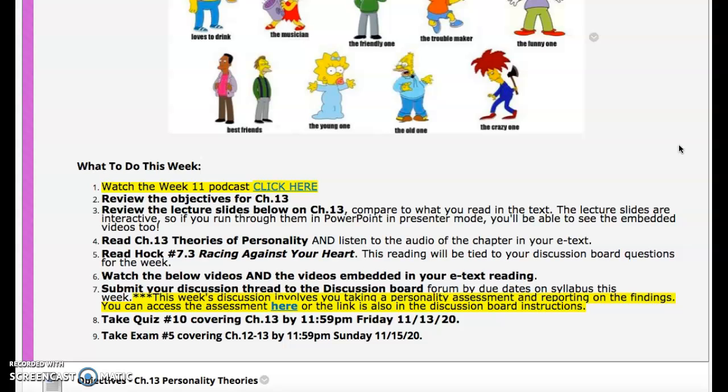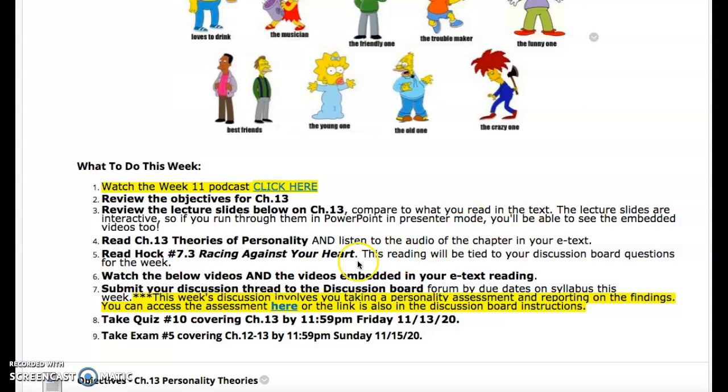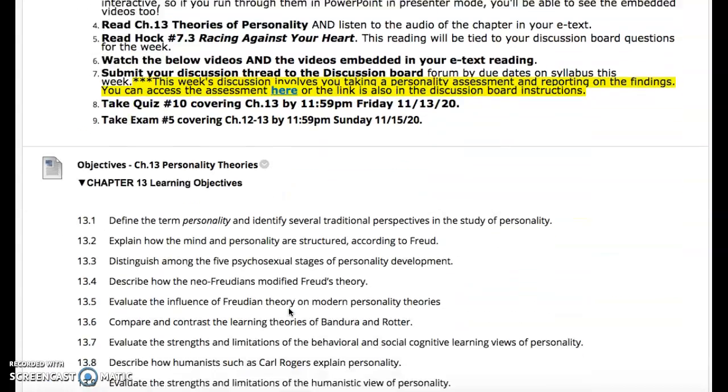We've got something a little different this week in that you're going to be taking a personality assessment. So you'll want to be looking for that. I've included a link here that you can do it, but it's also in with the discussion board question for the week. You're going to be talking about how you scored on the assessment and answering some questions about that. But let's go through the week.